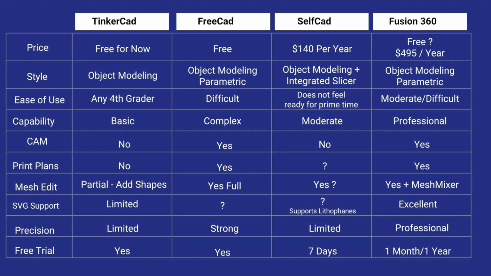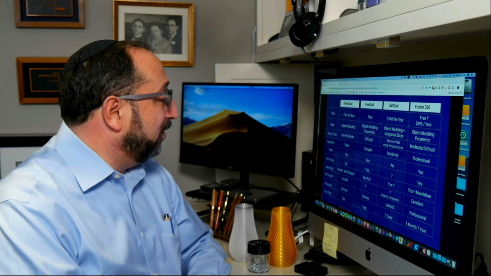comfortable with them. In terms of capabilities, there's no question that the parametric modelers are more capable, they're more precise, they're less limited than the object-based modelers that I used. I did find it difficult that you're not able to print plans from Tinkercad. You can print plans and you can do full computer-aided manufacturing and drafting in either Freecad or Fusion 360. Support for mesh editing is available in a number of these programs.